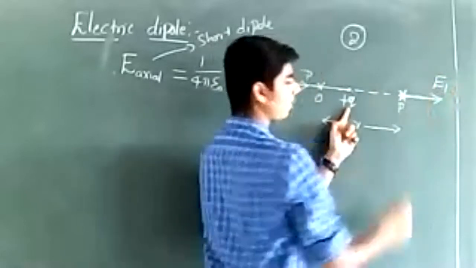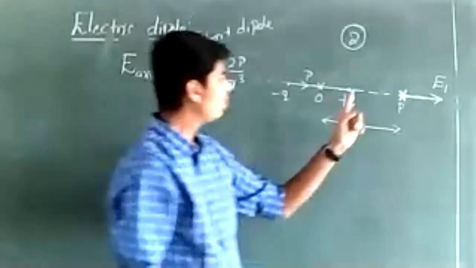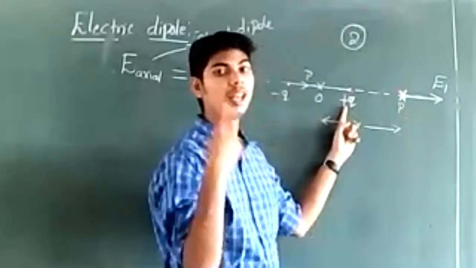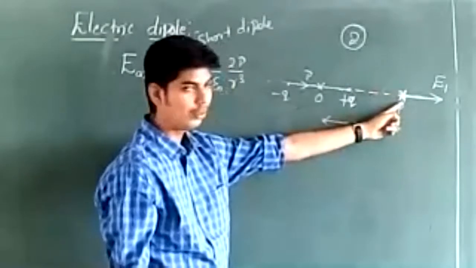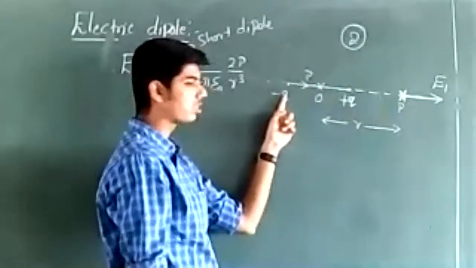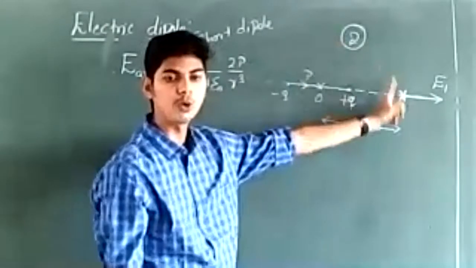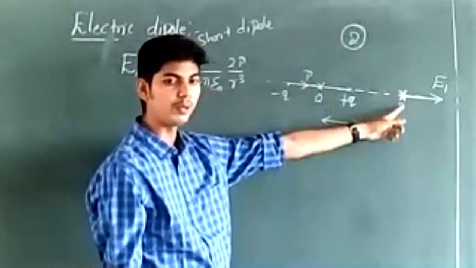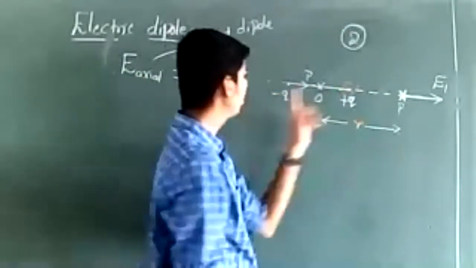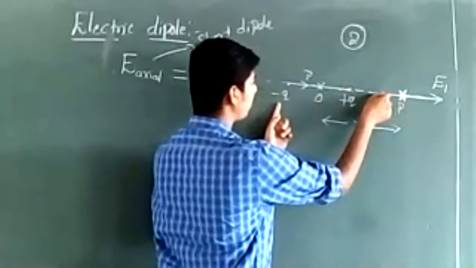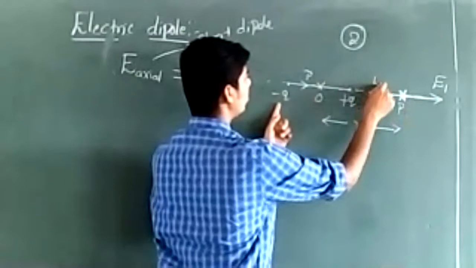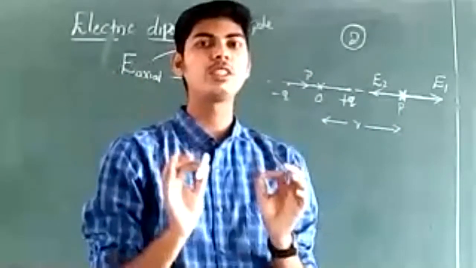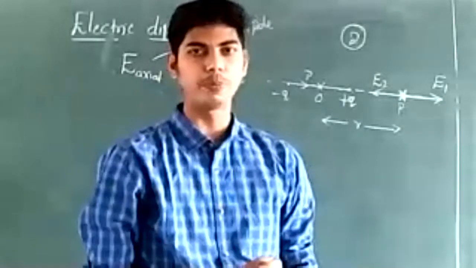We'll write it as E1. E1 is the electric field at point P due to plus Q. Next, there will be electric field at point P even due to this minus Q. What should be the direction of electric field at point P due to minus Q? Due to a negative charge, electric field must be pointing inwards. So this is E2.